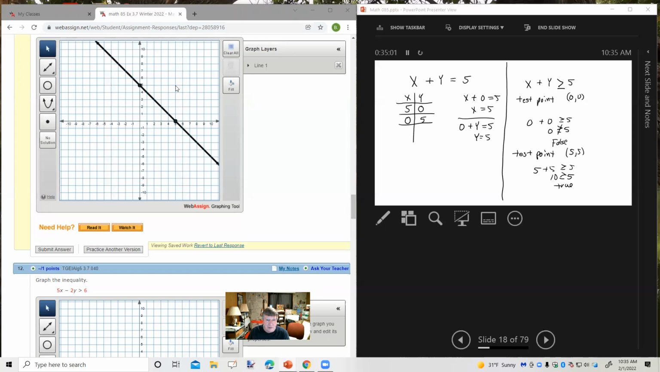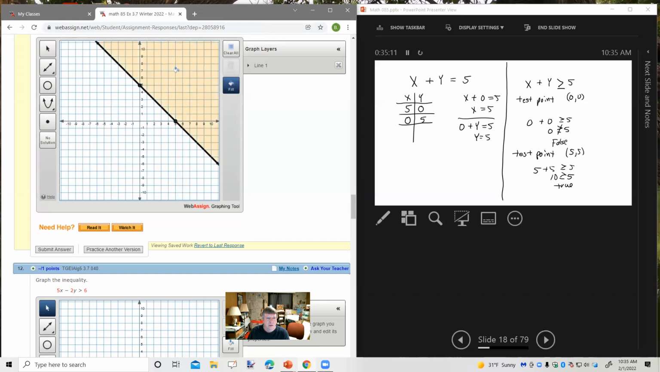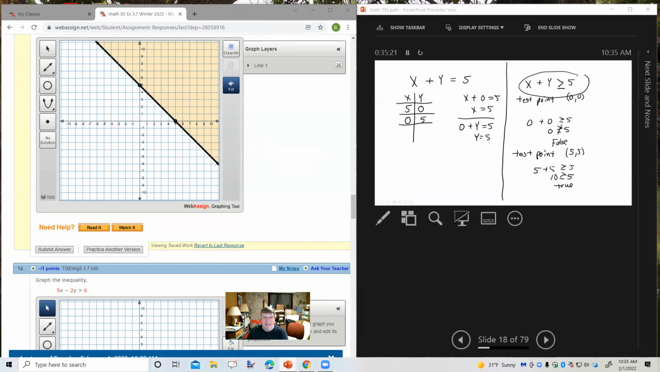Now, I don't want to click on that. What I want to do is fill this side. So I've now shaded above the line. So my solution for this linear inequality, x plus y greater than or equal to 5, includes the solid line and everything above the line. Any questions about this example?